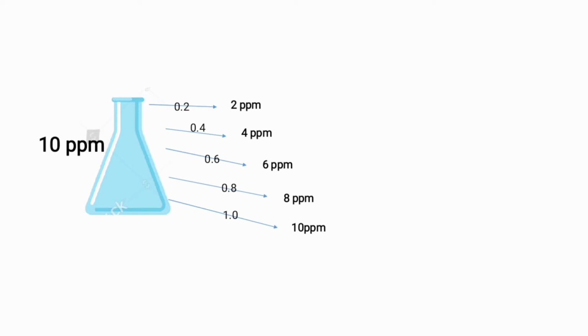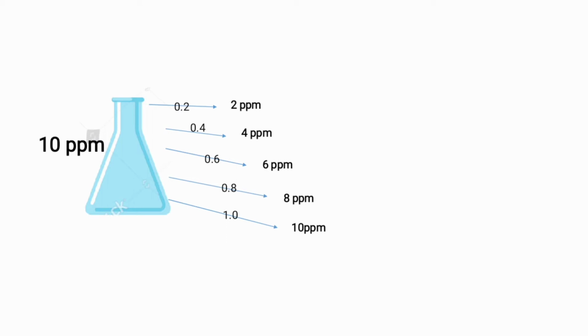After the process is complete, we run a series of standards, that is 2 ppm, 4 ppm, 6 ppm, 8 ppm, and 10 ppm. First of all, we take 0.2 ml from the 10 ppm solution and dissolve it into another flask and bring the volume up to the mark, and it contains 2 ppm solution.